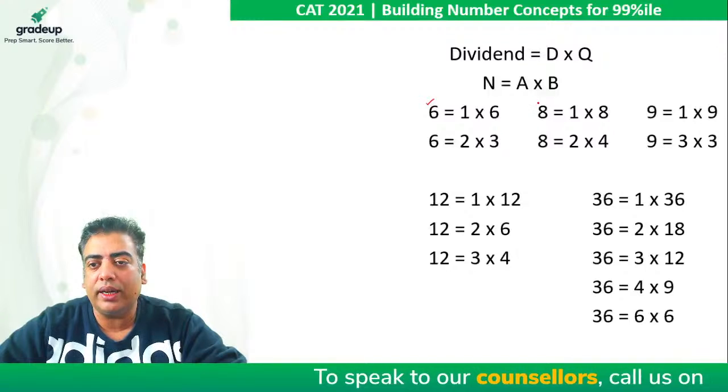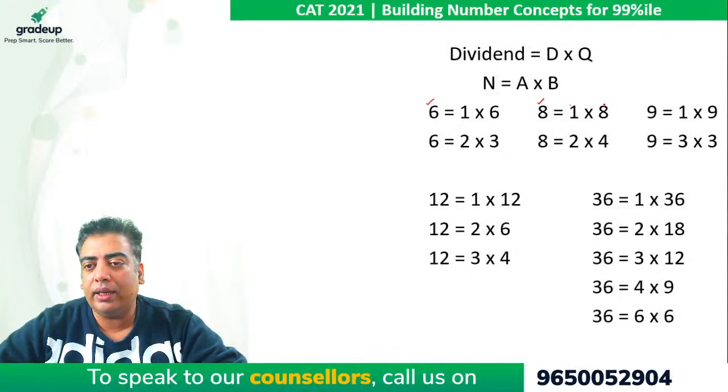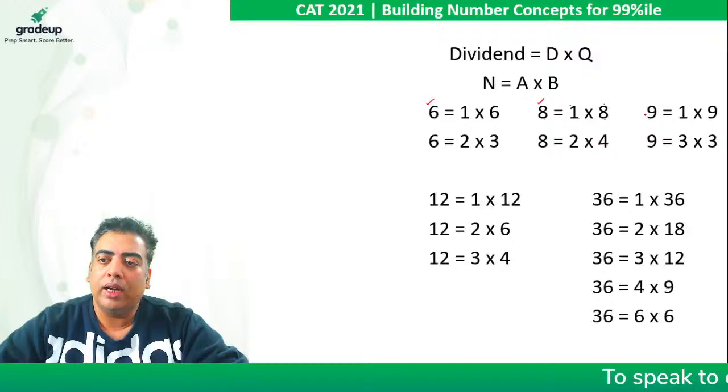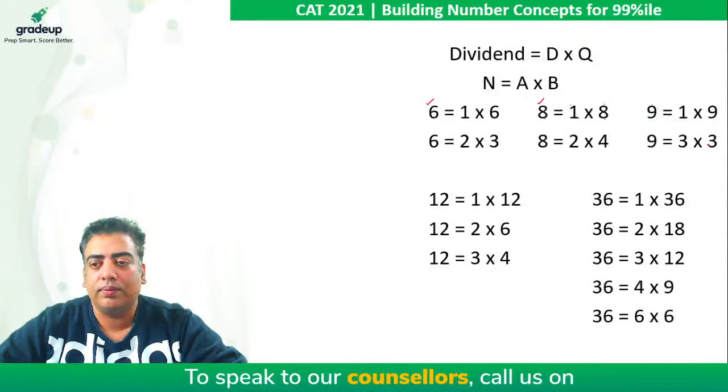So when we consider 8, all the factors of 8 are going to be 1 and 8 and the rest of the values will be between 1 and 8. So we can write 8 as 1 into 8 or 2 into 4. They are the only two possibilities. Likewise, 9 can be written as either 1 into 9 or 3 into 3.